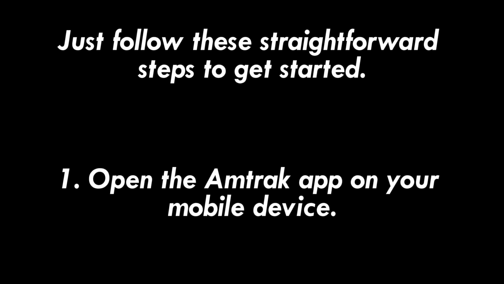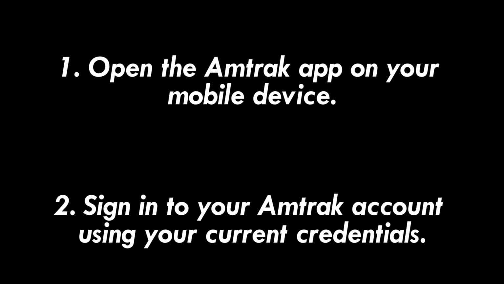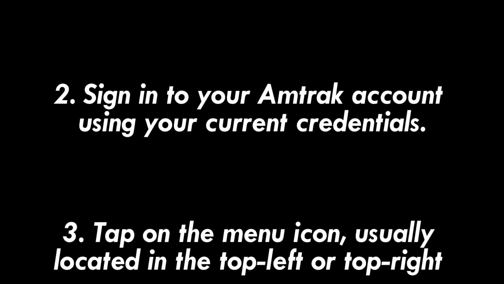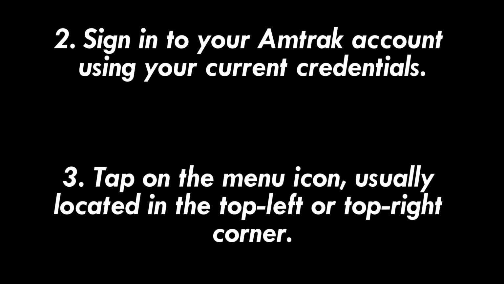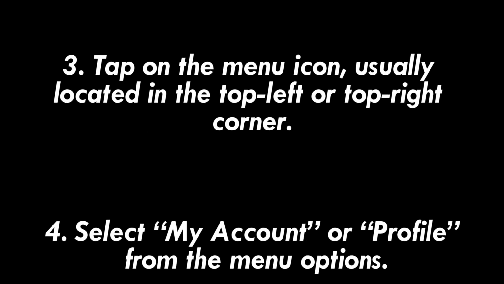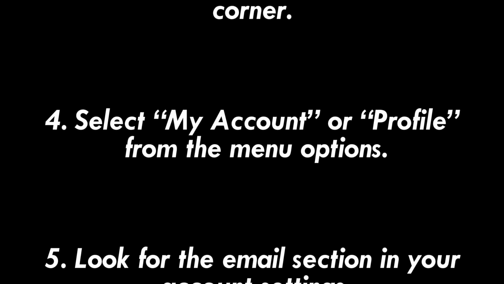1. Open the Amtrak app on your mobile device. 2. Sign into your Amtrak account using your current credentials. 3. Tap on the menu icon, usually located in the top left or top right corner. 4. Select My Account or Profile from the menu options.